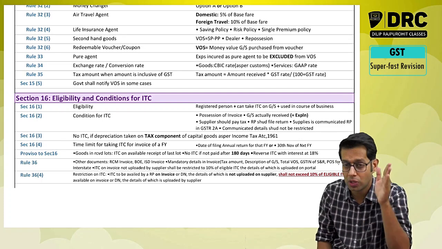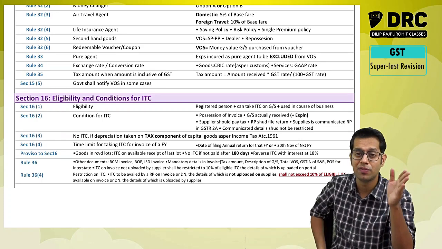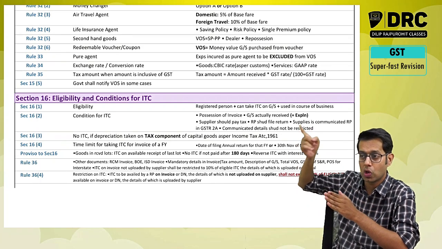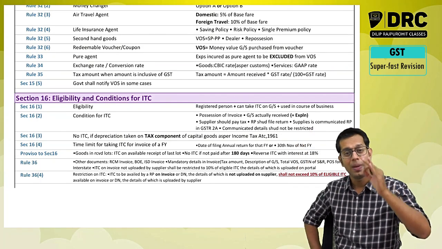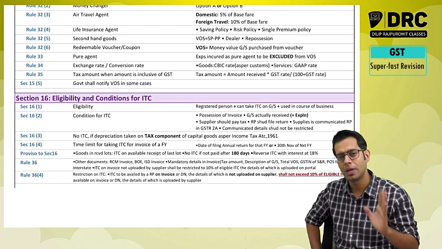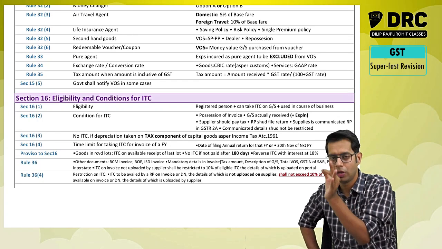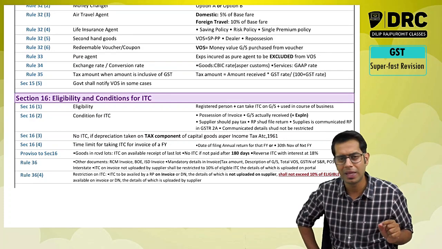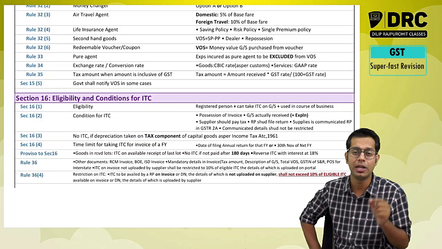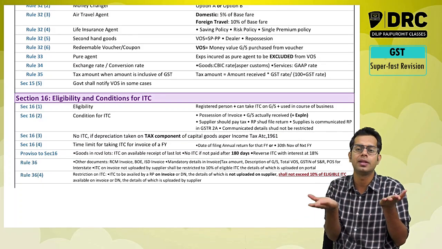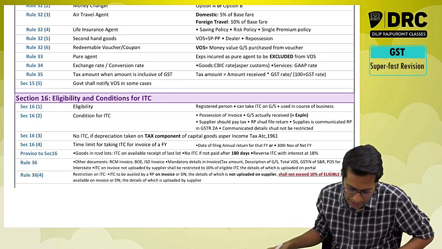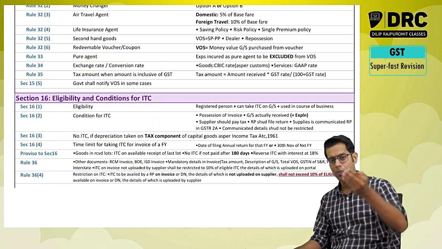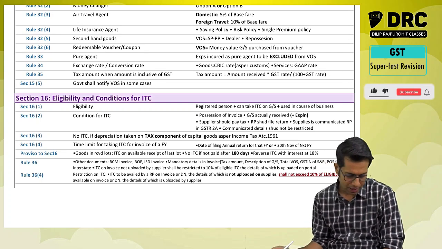If you receive goods or services in lots or installments, then the ITC can be taken upon receipt of the last lot or last installment. Then if the registered person does not make the payment to the supplier within 180 days from the date of invoice, then whatever input tax credit is availed by him should be reversed along with interest. Interest should be calculated at the rate of 18% per annum, from the date of taking credit till the date of reversal of credit. And once you make the payment to the supplier, ITC can be taken by you.